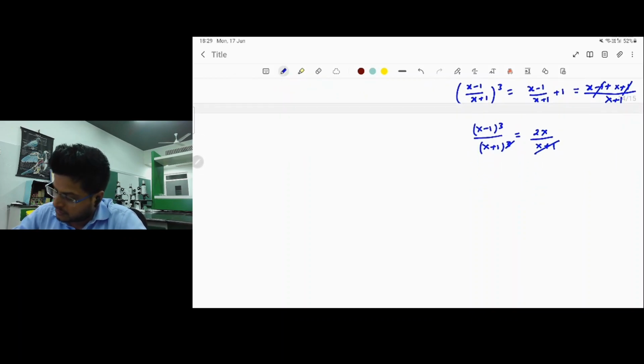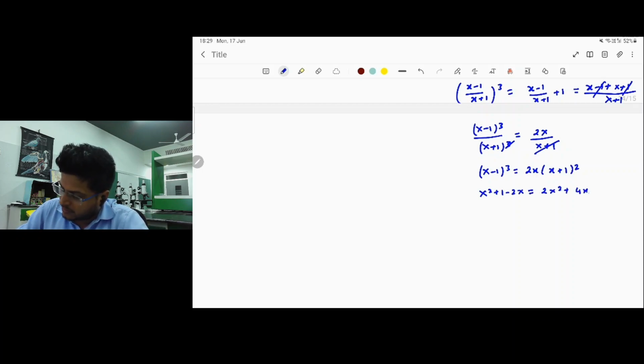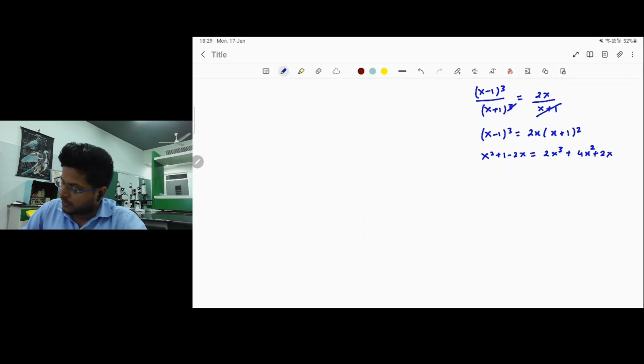So left over is (x minus 1) whole cube equals 2x into (x plus 1) whole square. Open this. x square plus 1 minus 2x equals 2x square plus 4x. So 2x cube plus 4x square plus 2x. Now bring everything on the right side. So we got something like here.